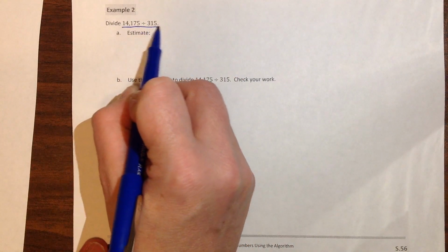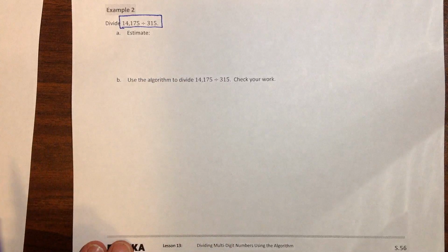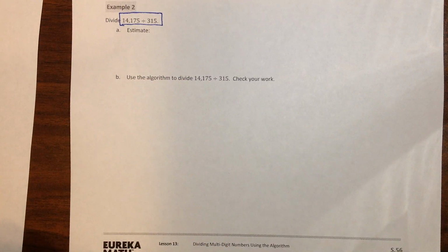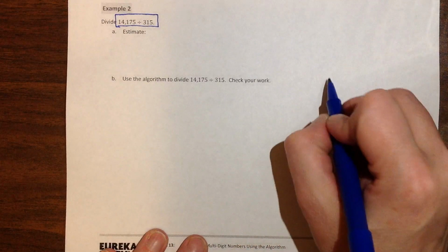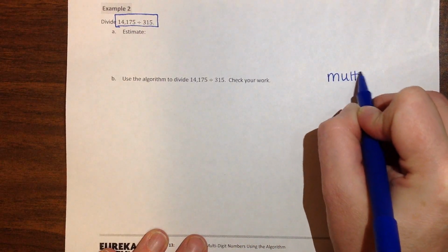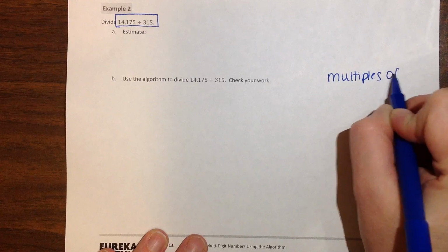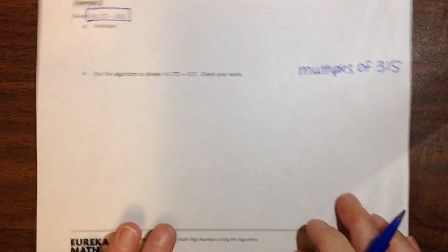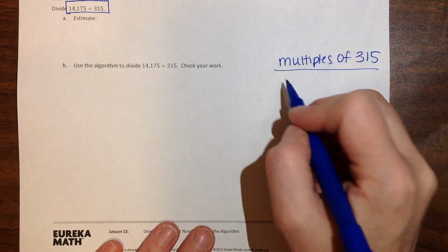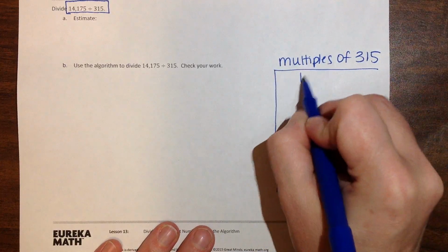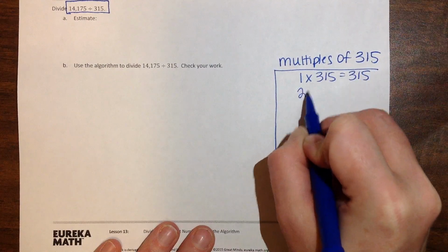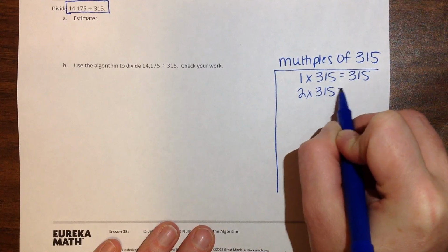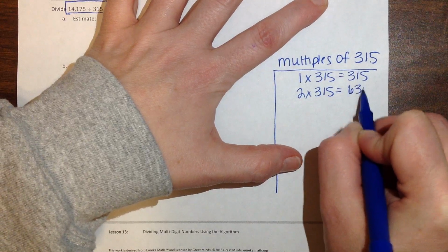In example 2, the problem is 14,175 divided by 315. So in this case, before we get started, we're going to make a multiples chart with multiples of 315. So 1 times 315 is 315. 2 times 315 is 630.